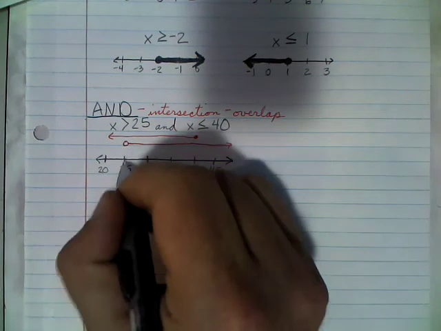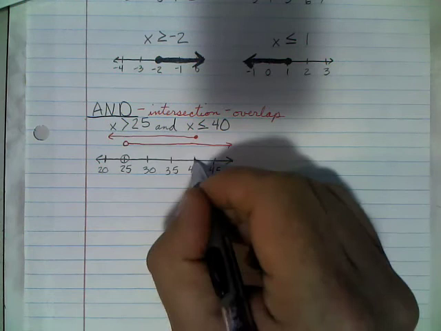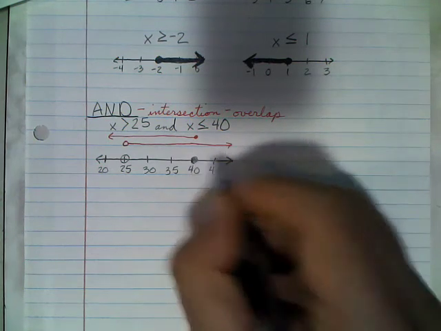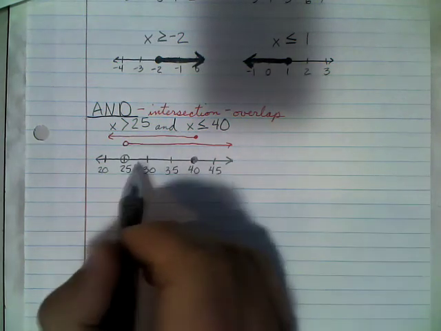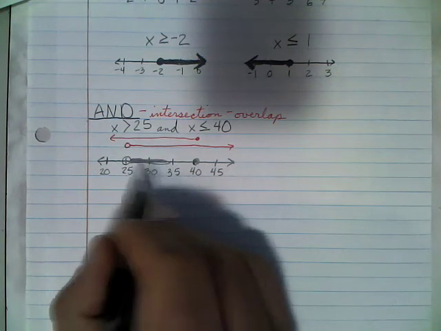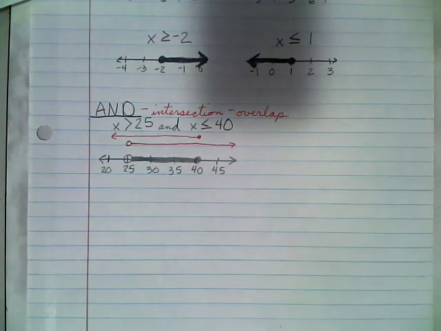So on my graph, I'm going to have an open dot at 25 because it's greater than. I'm going to have a closed dot at 40 since it's less than or equal to. And then the solution to this pair, since they're joined by an and, will be their intersection. It'll be just the space on the number line in between them. That's where we find the numbers that are greater than 25 and less than or equal to 40. So that's the idea of an and.